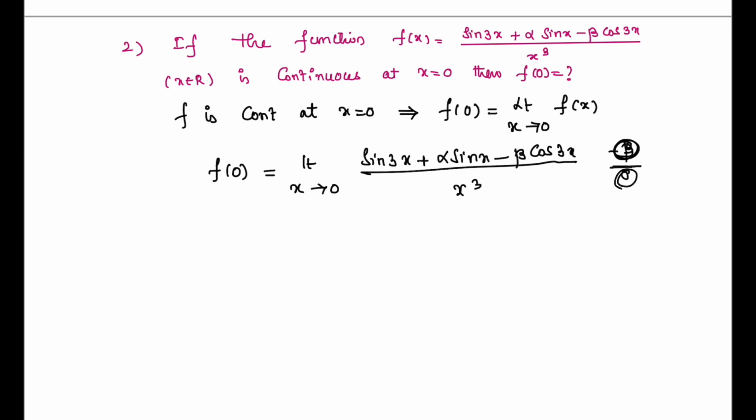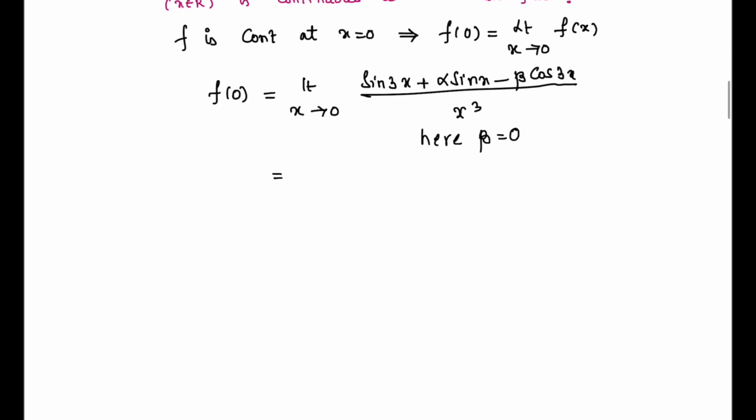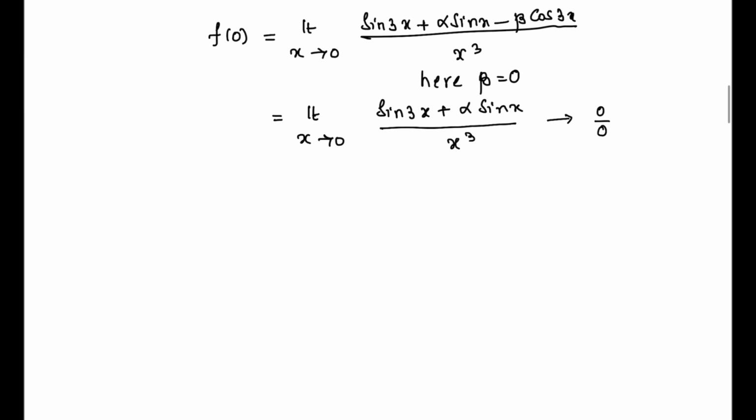Then we get a chance at the 0 by 0 form, where in limits we use L'Hopital's rule. So for the existence of the limit, we take beta equal to 0. Then the limit becomes, as x tends to 0, sin 3x plus alpha sin x, and since beta is 0, the beta cos 3x term is gone, divided by x cube. Now it is in the 0 by 0 indeterminate form, so we can use L'Hopital's rule.